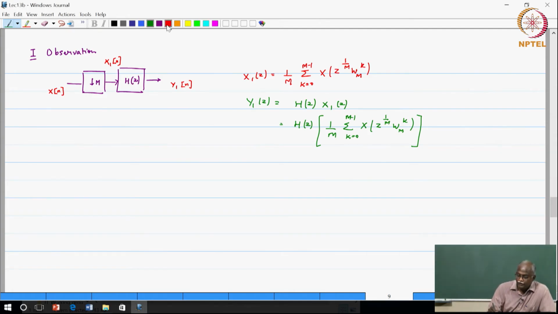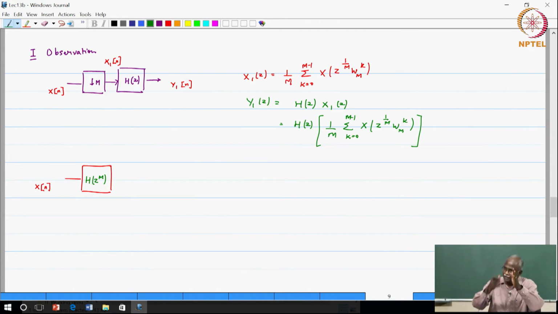Now I would like you to focus on the following structure. Another structure where I have the input x of n, same input, but this time I am going to modify my filter to h of z power m. If I give you an h of z which is a low pass filter, what will h of z power m be? It will have multiple pass bands. It is a band pass filter.